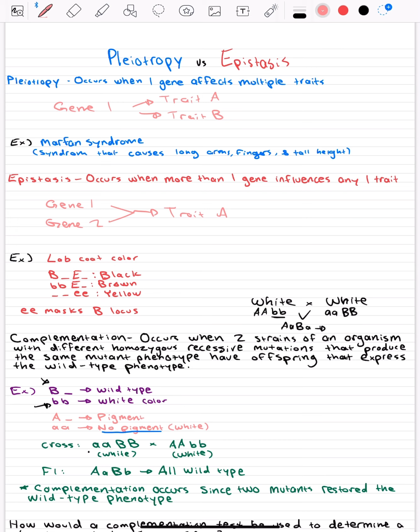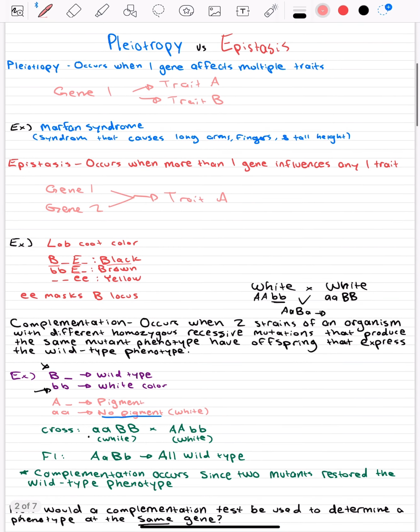In the case that a Labrador had a dominant B allele and a dominant E allele, the color of the organism would be black. In case it had two recessive B alleles and one dominant E allele, the color of it would be brown. In case that it had two recessive E alleles, regardless of what the other B alleles may be, whether they be dominant or recessive, the individual is going to turn out yellow. So these two little e's mask the effects of the B locus.